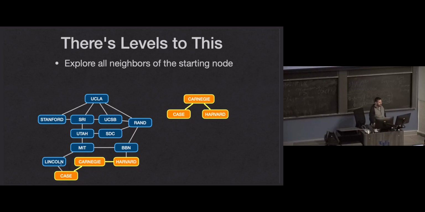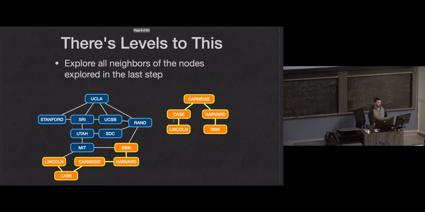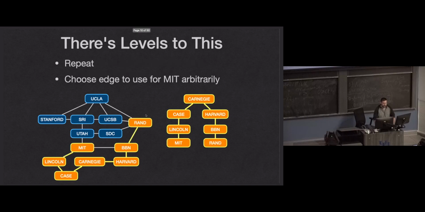Case and Harvard are going to explore Lincoln and BBN, so I'm going to draw those edges down. And then either Lincoln or BBN could explore MIT. We have a tie here that we are allowed to break arbitrarily. It doesn't matter which one of these edges we take, as long as we take one of them and not the other. So I'm going to say Lincoln ended up finding MIT and BBN only discovered Rand. I'm going to draw those down.